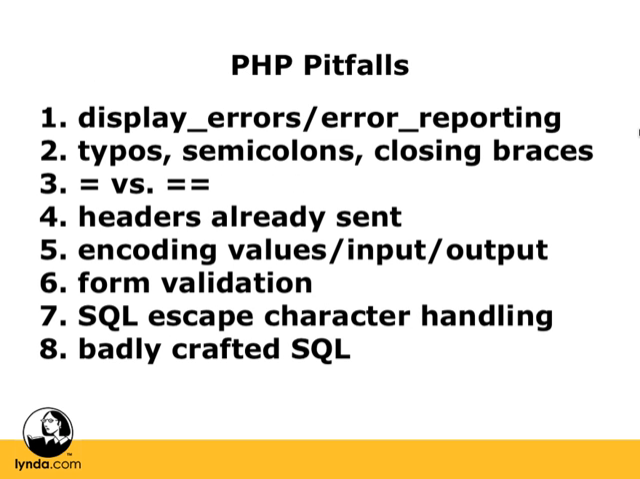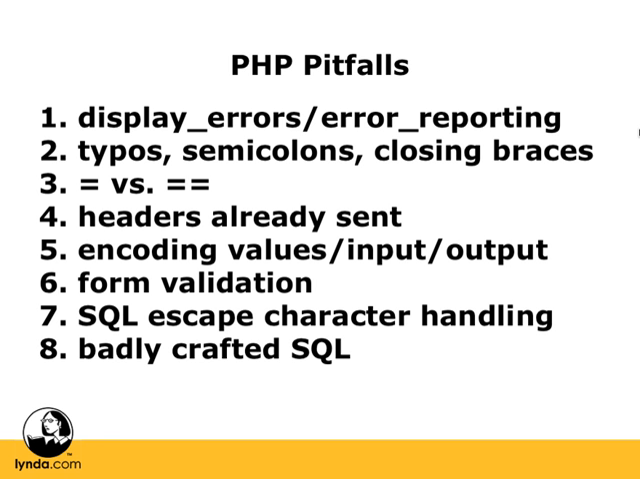In addition to the first 3, which we already looked at, we also came across the headers already sent error. And we talked about output buffering and how we can either turn that on or off or manually turn it on and off. The important thing to remember is that headers have to be sent before HTML is sent unless we have output buffering helping us out. And then number 5 is encoding values. The input, the output, and we saw how to do that.